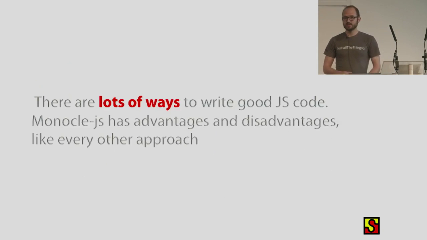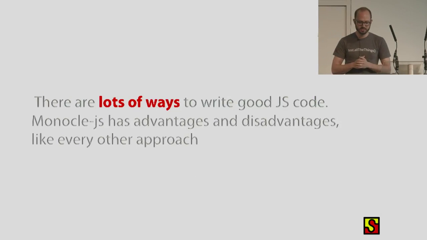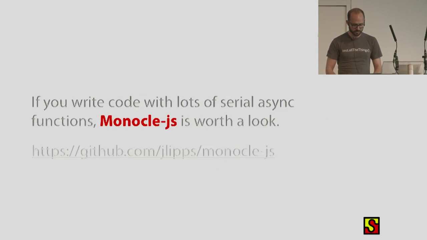In sum, there are lots of ways to write good JavaScript code. Monocle has advantages and disadvantages, like every other approach. But if you write code with a lot of async functions that you need to happen in serial, it might be worth a look. Also, after Michael's talk this morning, I checked out the Co library that he mentioned that TJ Holowaychuk has been working on. And it looks like it might be exactly the same thing. So if you like that, he also has a lot more stars on GitHub. So if you want to use his thing, that's fine. I just like this approach and this idea.